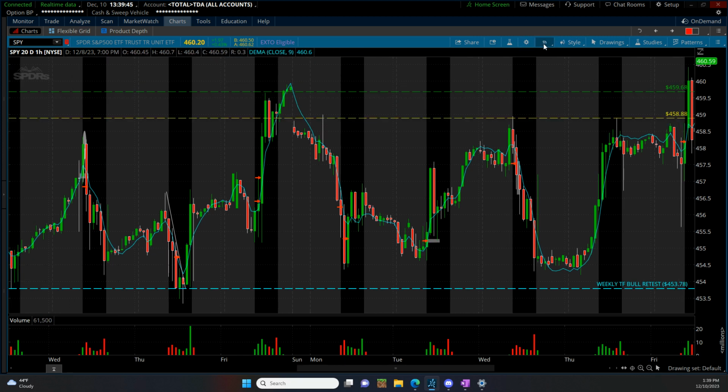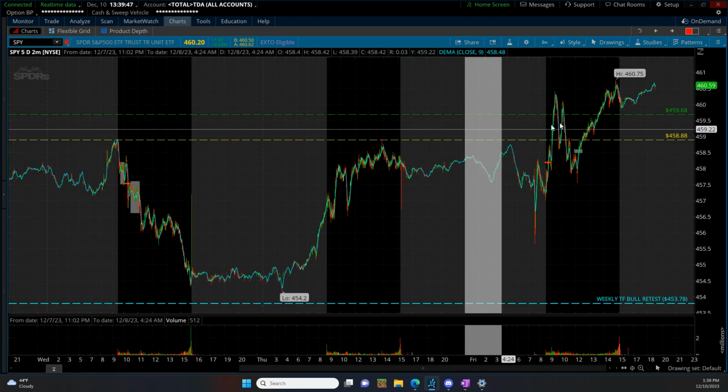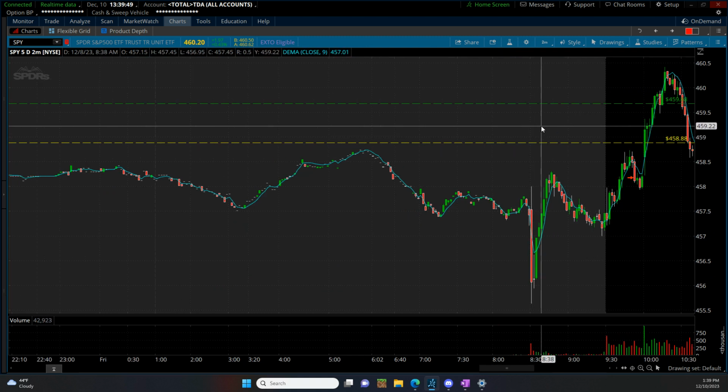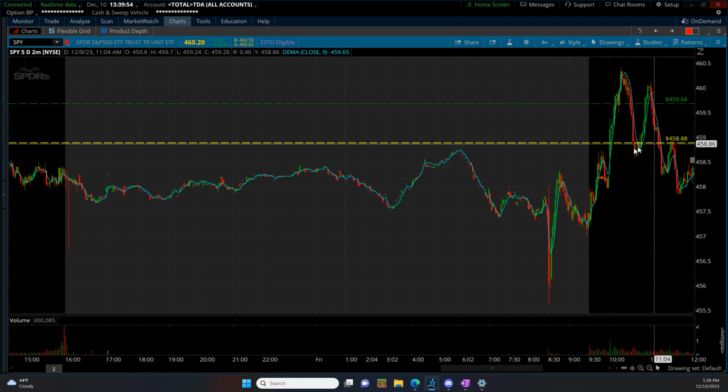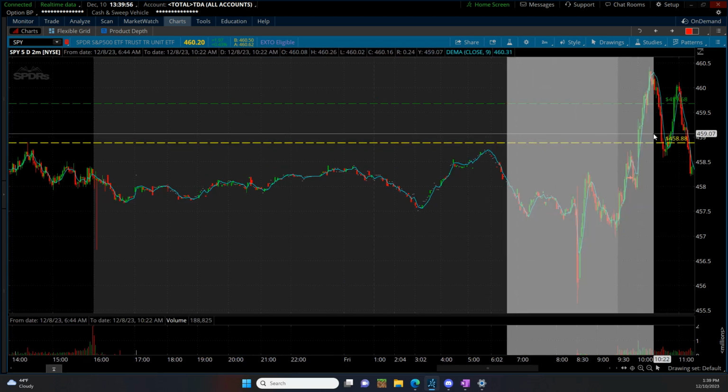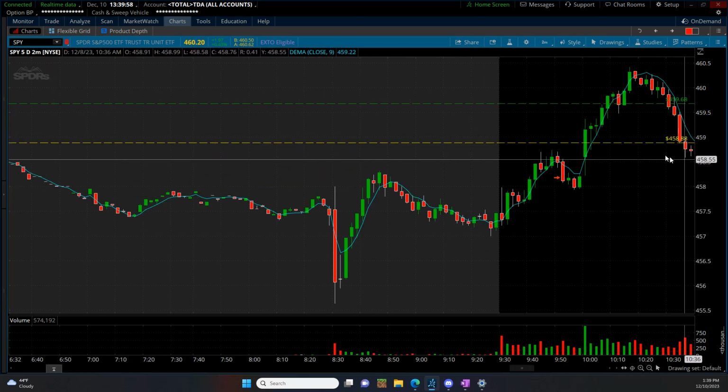Oh, another one real quick though, right? Because I was looking for a short. Hold on, this is really good. I was looking for a short play below previous day high right here, right? This yellow line.